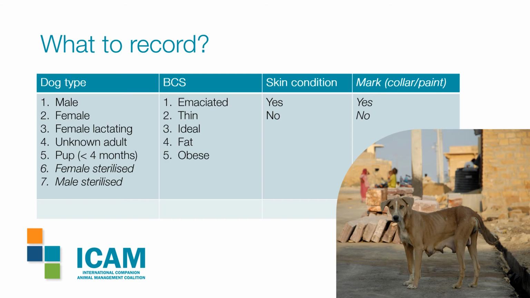Every time I see a dog in front of me, I am recording its type, which is a combination of both its sex and also its sterilisation or its breeding status. Is it lactating or is it sterilised? I also record body condition score. That's just visibly. No, it doesn't require a clinical exam. You're just having a look at the body condition on a 5-point scale.